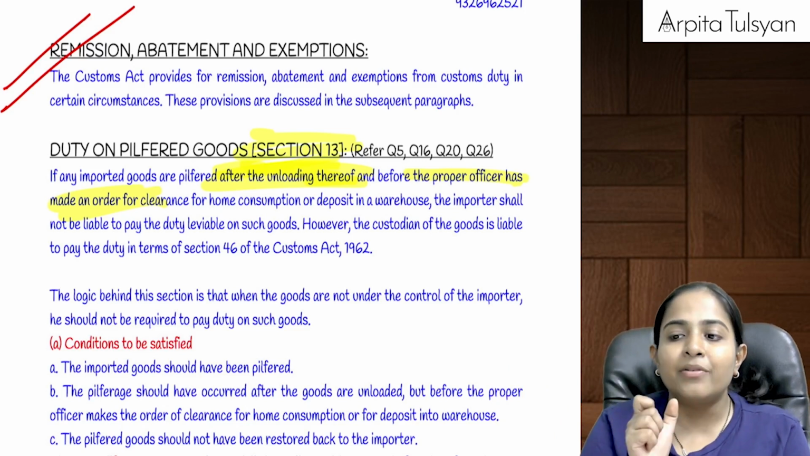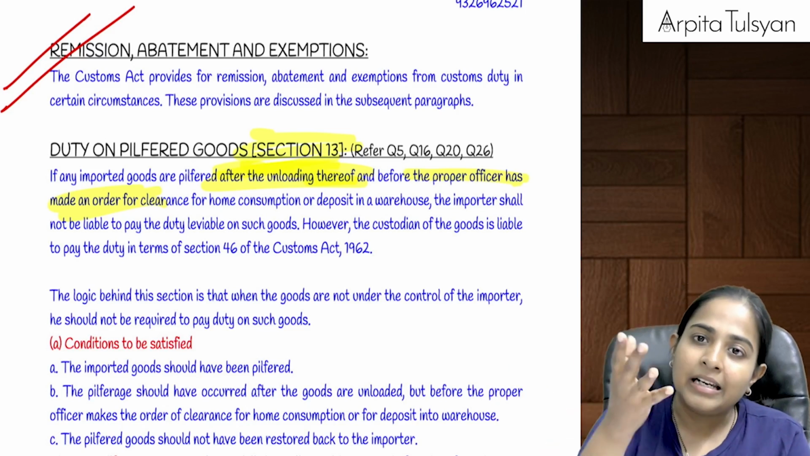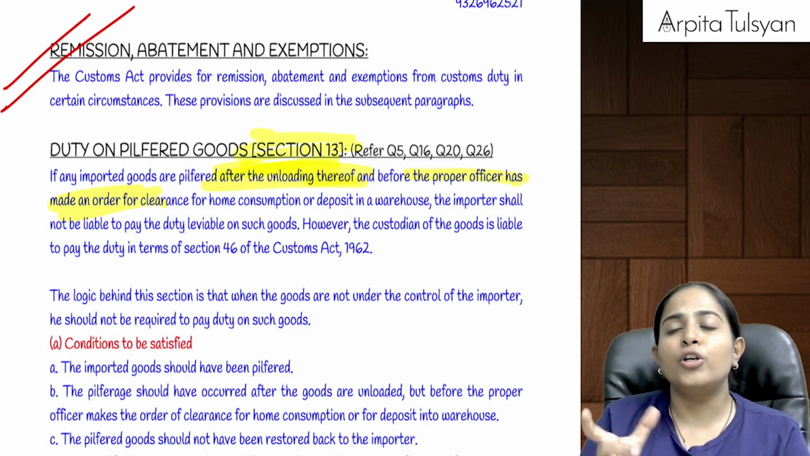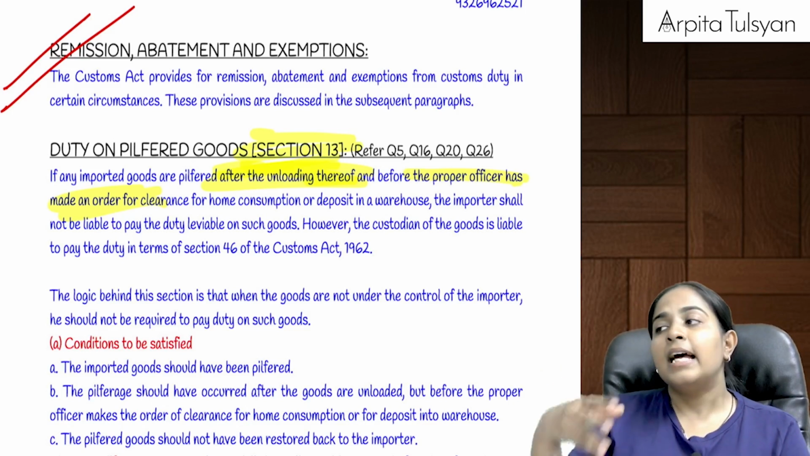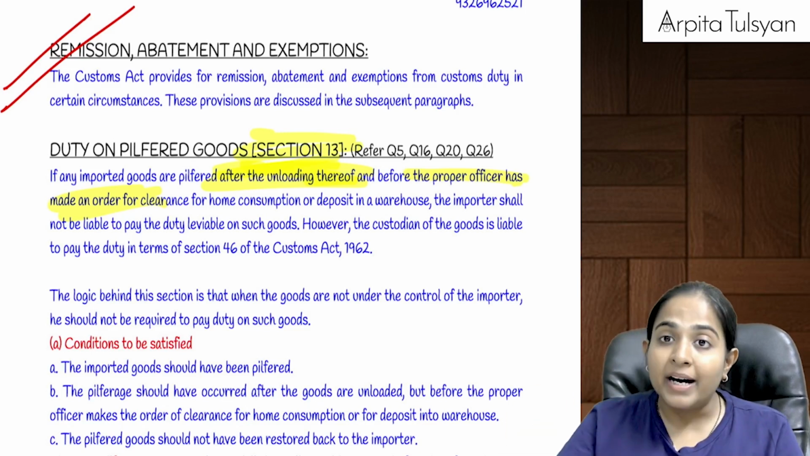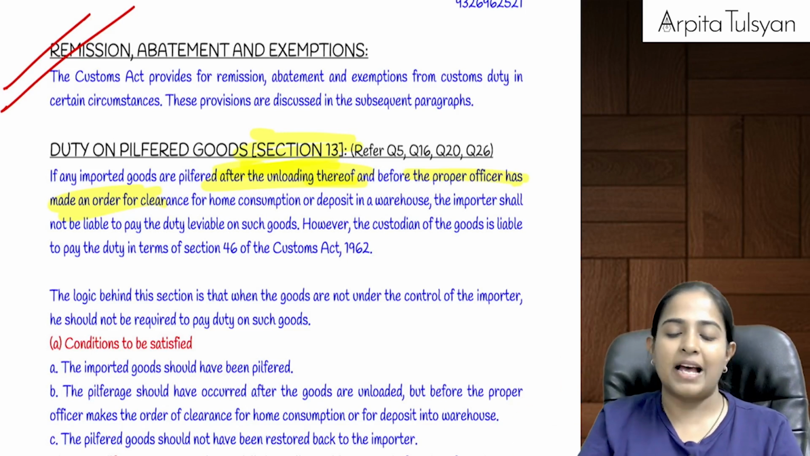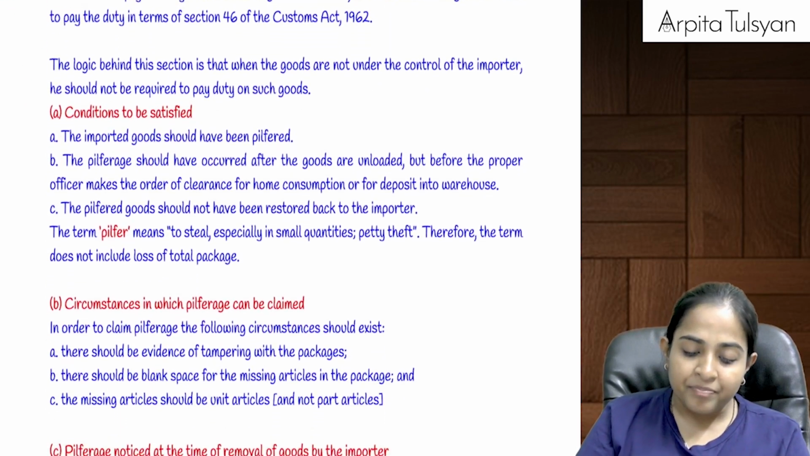Can we say that between this period, the importer did not have any control over the goods because the goods are not even cleared, as the proper officer has not even passed any order. So during this period, if there is any pilferage, then the importer is not responsible for paying any duty on it, but the custodian will be liable to pay the duty because the custodian was having the physical possession of my goods till then. Are you clear with this?